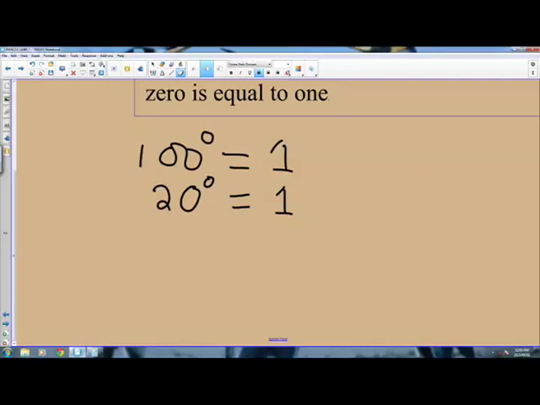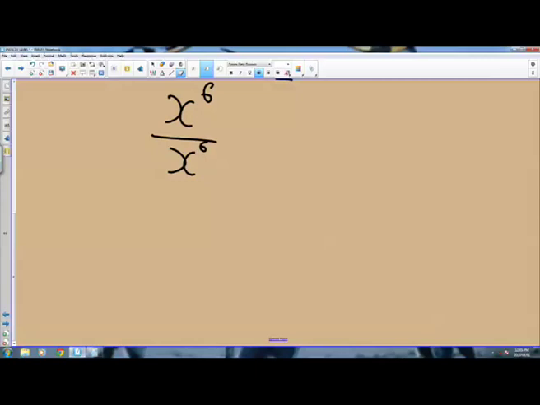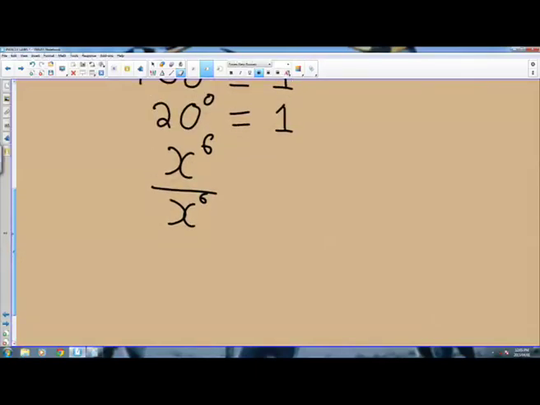Let us get x to the power 6 divided by x to the power 6. What are we going to get? It's x to the power 6 divided by x to the power 6. This will be x to the power 6 minus 6, and this gives you x to the power 0.